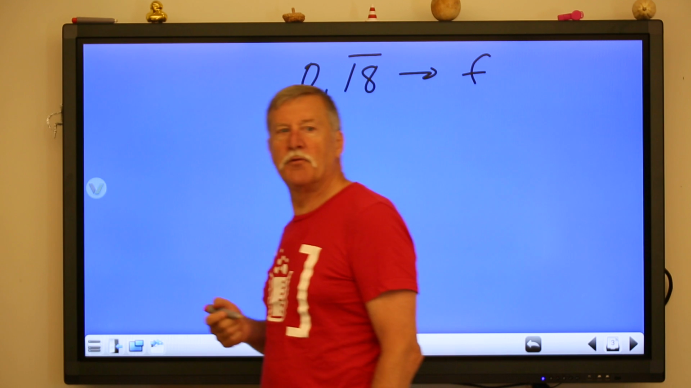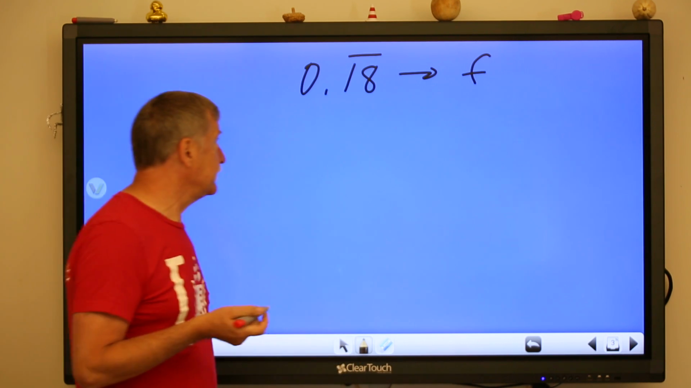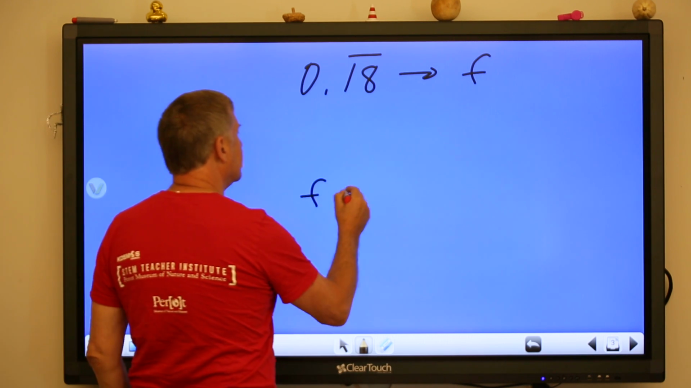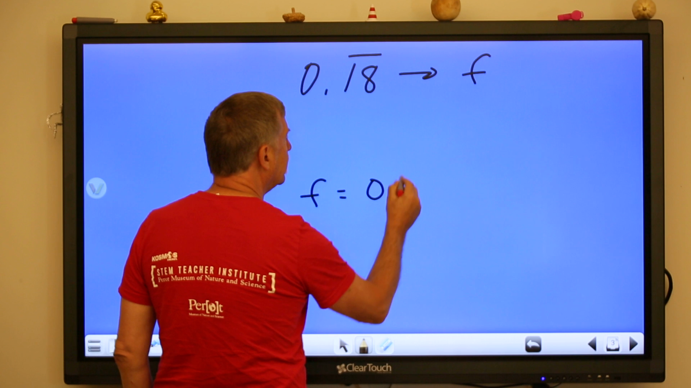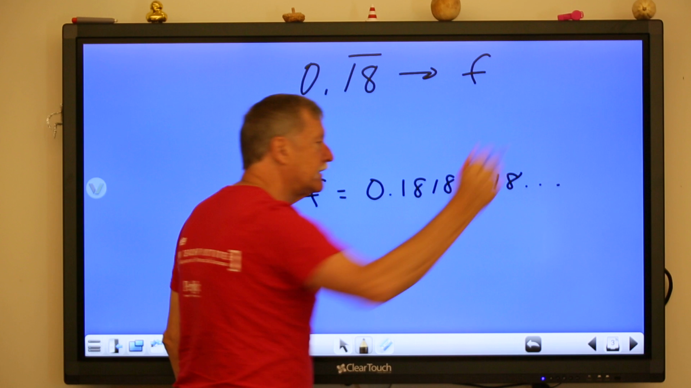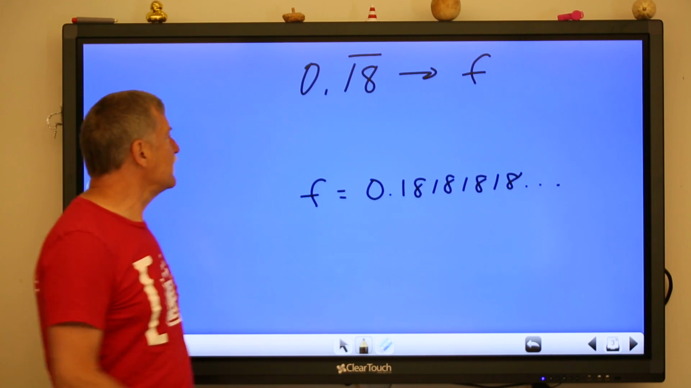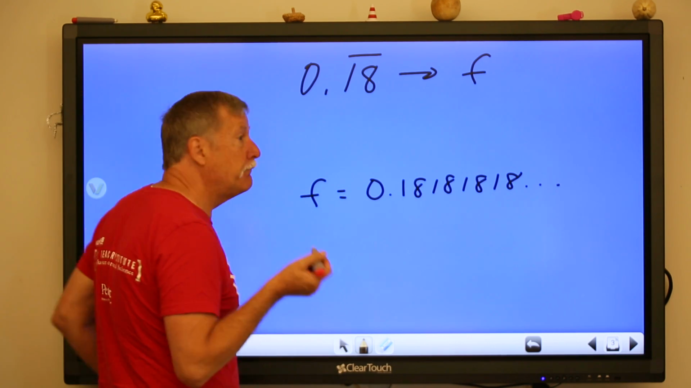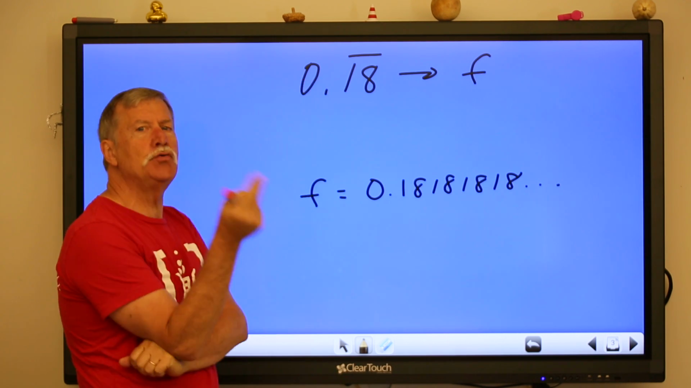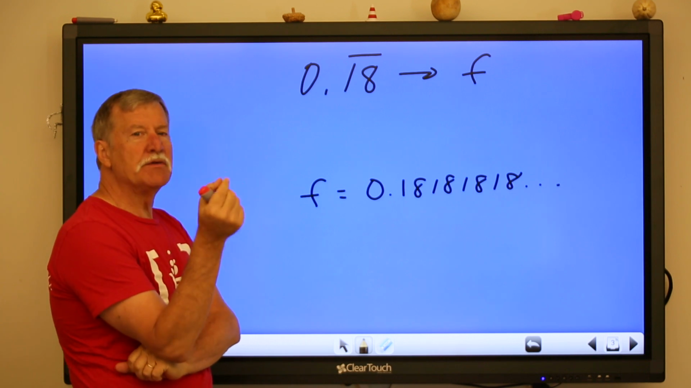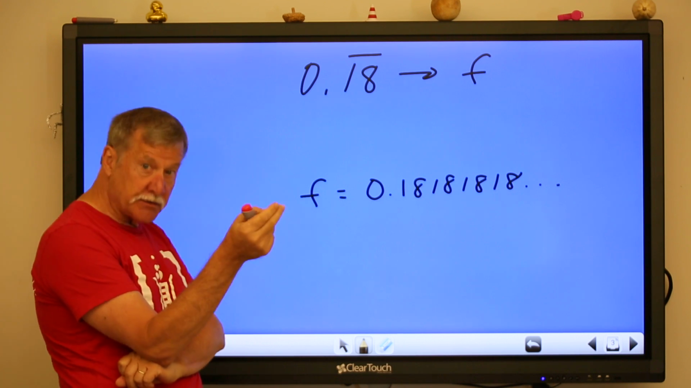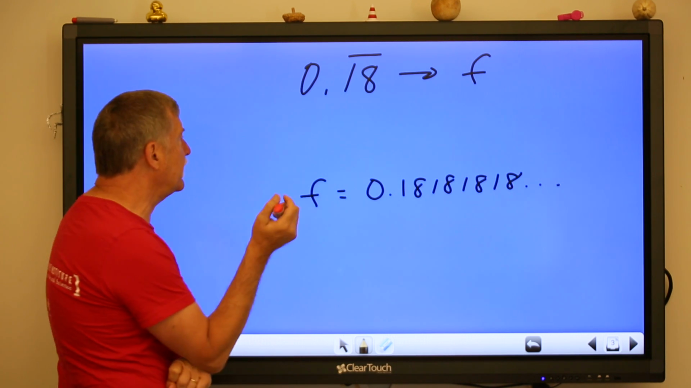All right, let's take a look at some others. Here we have 0.18 with a bar over the 18. So I want to change this repeating decimal into a fraction. So again, I'm going to write the fraction f as 0.18181818 dot, dot, dot. All right, you get the idea. Now I'm going to multiply this by 10, but not 10. That won't help us because I see that there are two repeating digits here. So instead of multiplying by 10, I have to multiply by a power of 10 with 2 zeros. In other words, multiply it by 100.